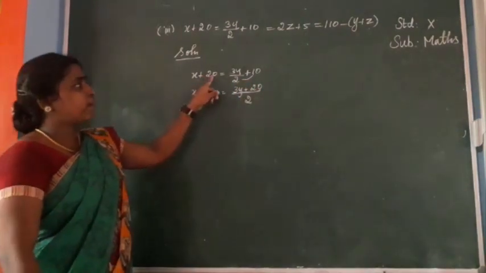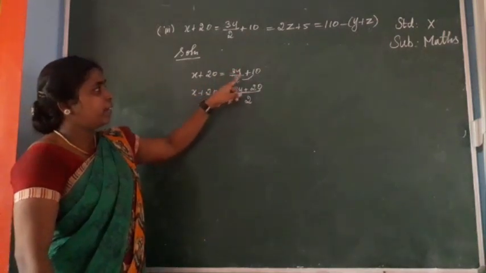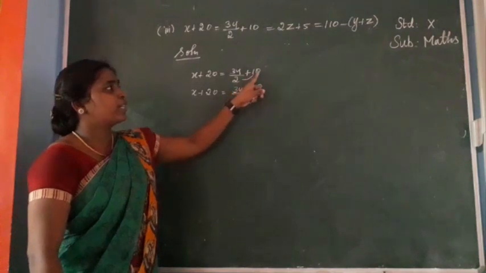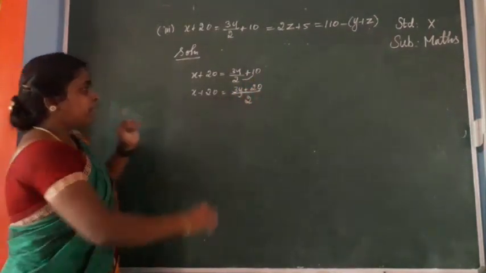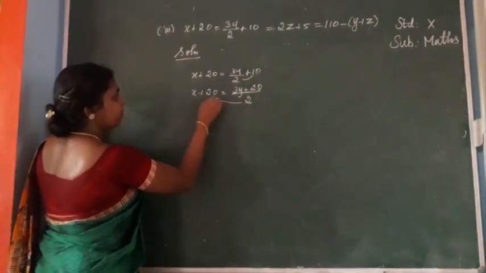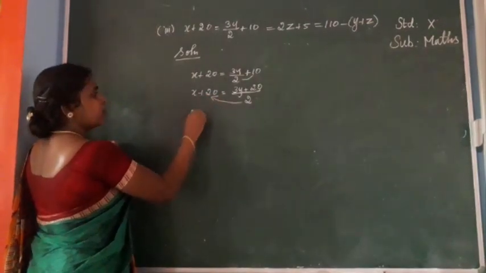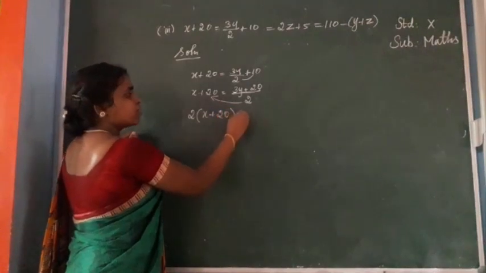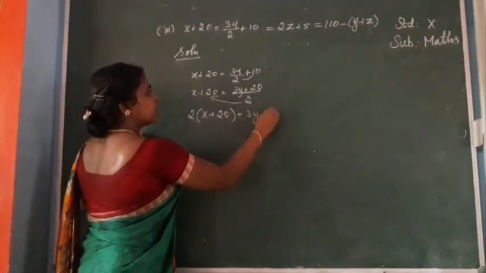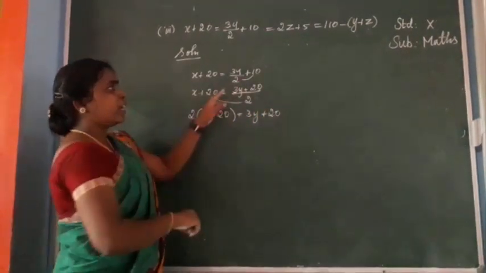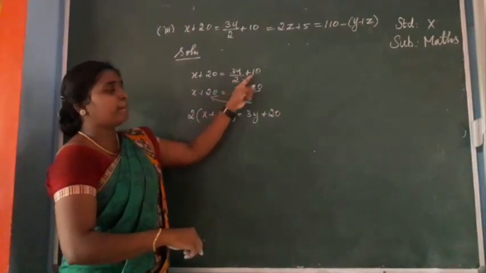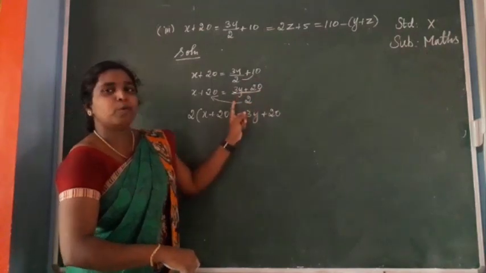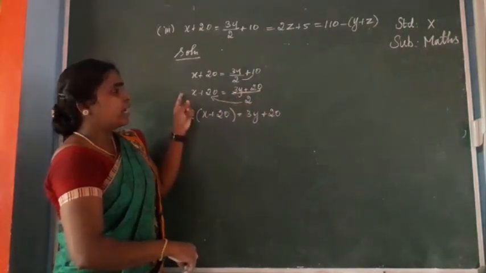So x plus 10 equals 3y plus 10, multiply with 2 because the LCM is 2. So 2 into 10 is 20 by 2. Now you can take the 2 to the left-hand side. So that is 2 into x plus 20 equal to 3y plus 20. From the first step you should not take 2 to the left-hand side because 1 plus 10 is there. And now you can take it, because 2 is common for both the values. Now you can take 2 to the left-hand side.